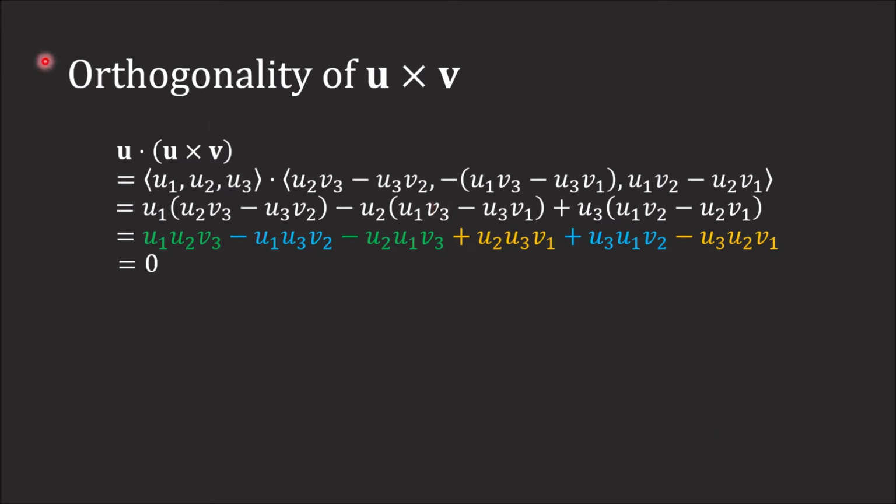Now if we take a look at U dot U cross V, well, we're going to get U1 times the quantity U2V3 minus U3V2, minus U2 times the quantity U1V3 minus U3V1, plus U3 times the quantity U1V2 minus U2V1. So we'll have U1U2V3 minus U1U3V2 minus U2U1V3 plus U2U3V1 plus U3U1V2 minus U3U2V1.